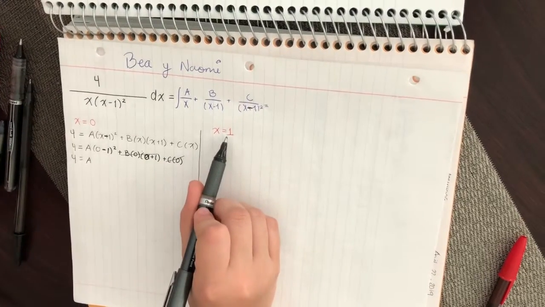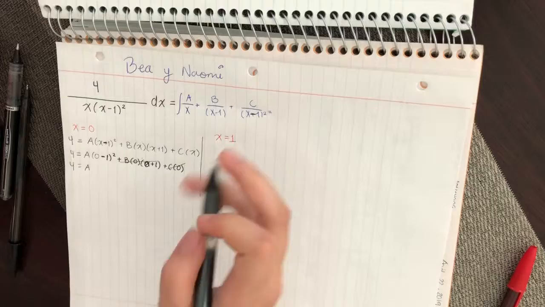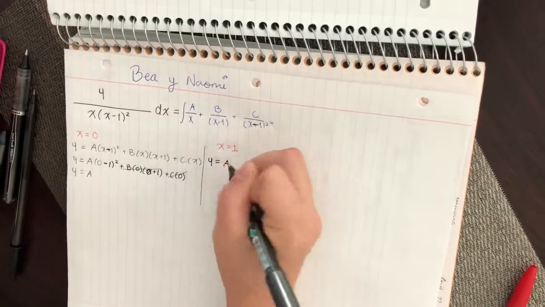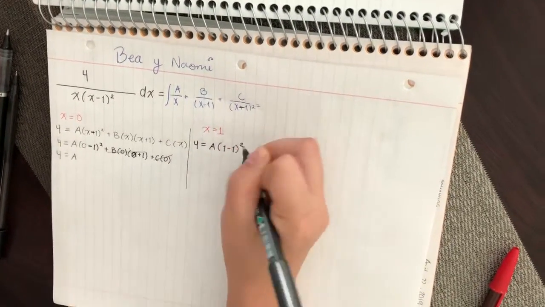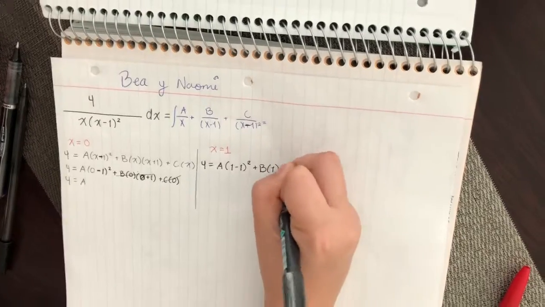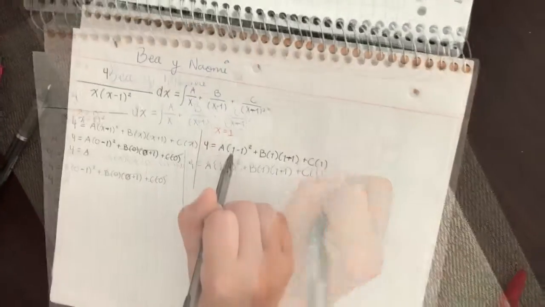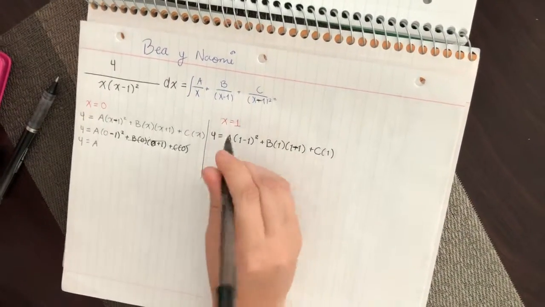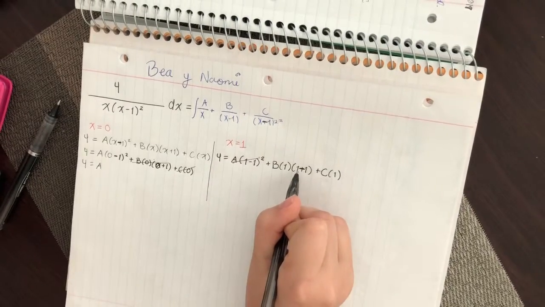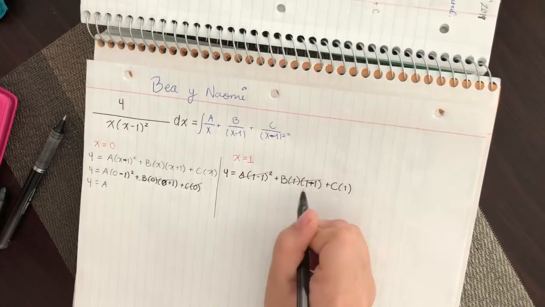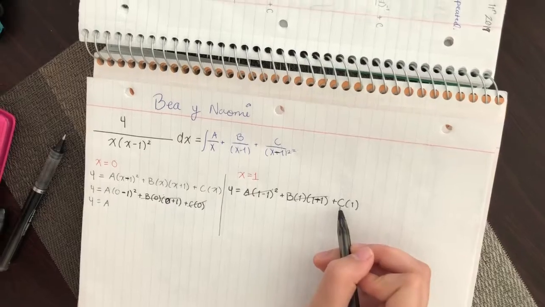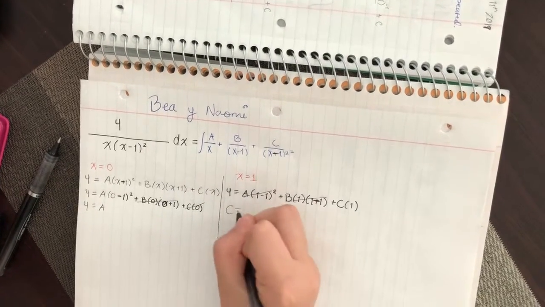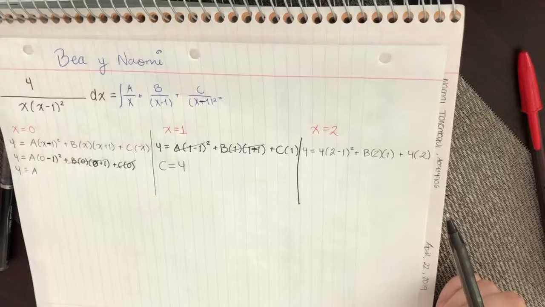Now we're going to substitute 1 in the same way, like this. 1 minus 1 is 0, so a is cancelled. 1 minus 1 is cancelled too because it's 0, and it only leaves us with c. So c equals 4.